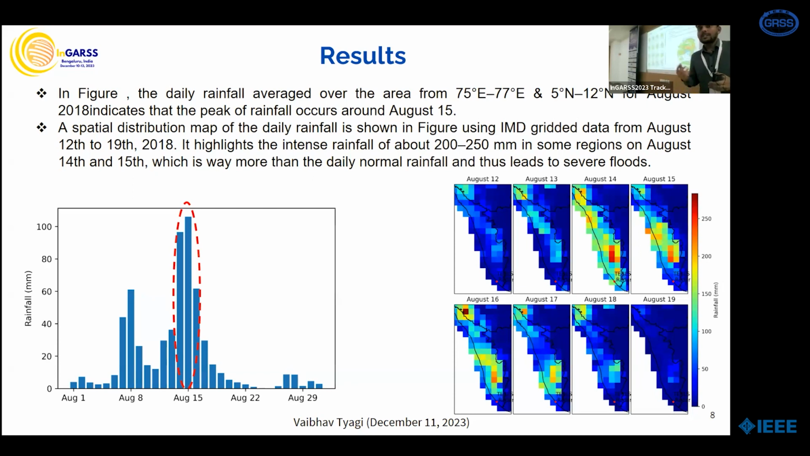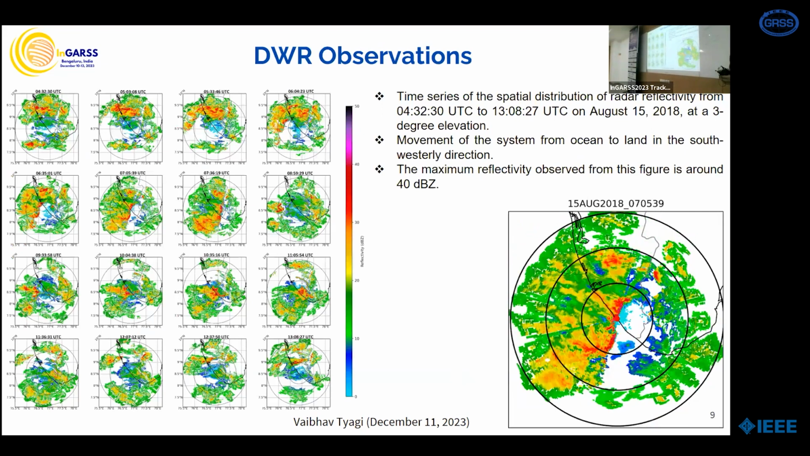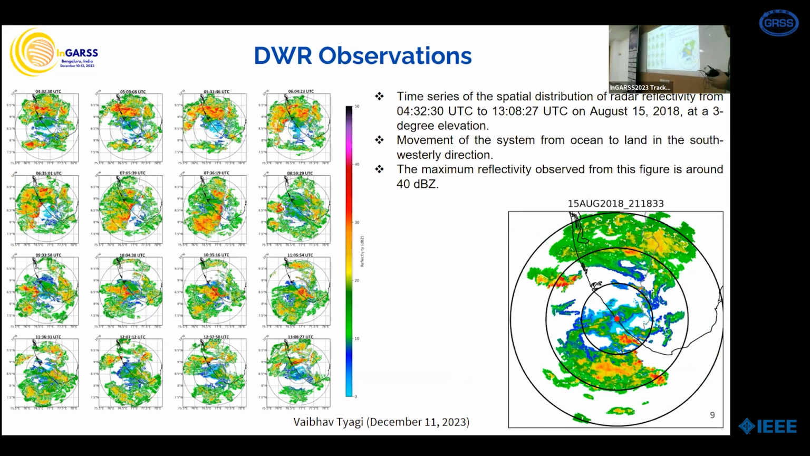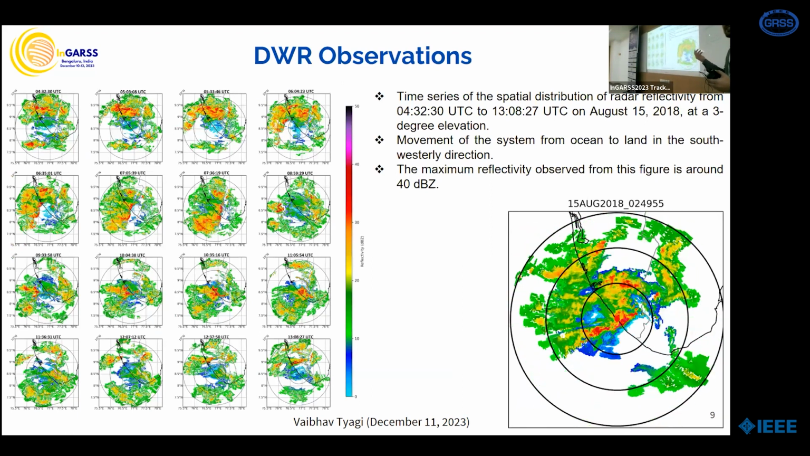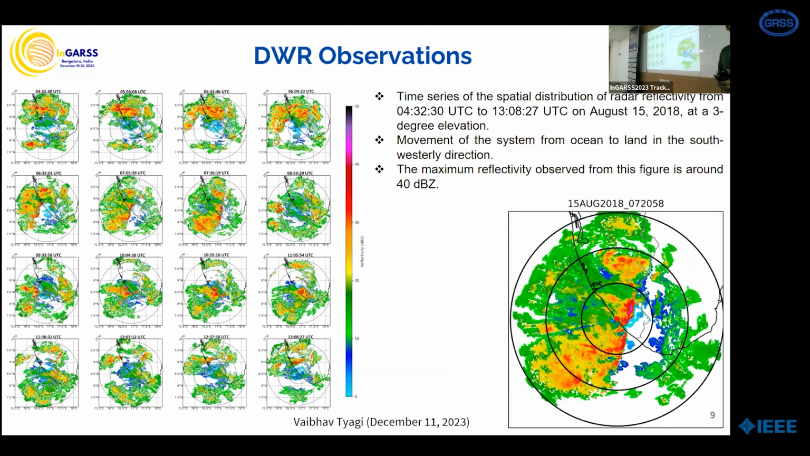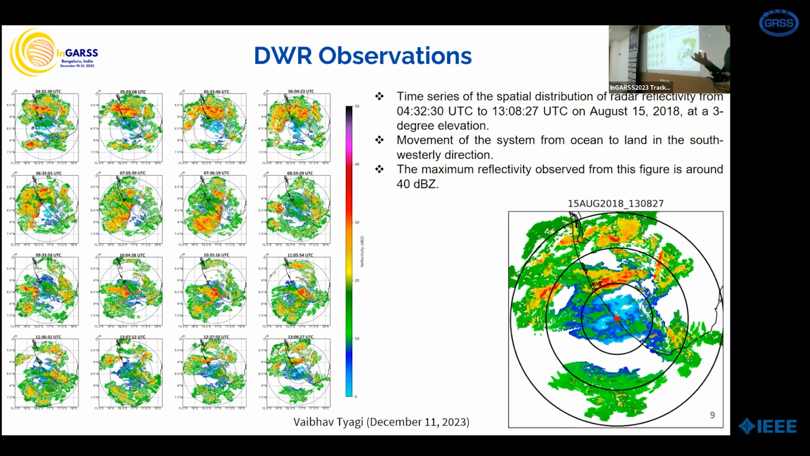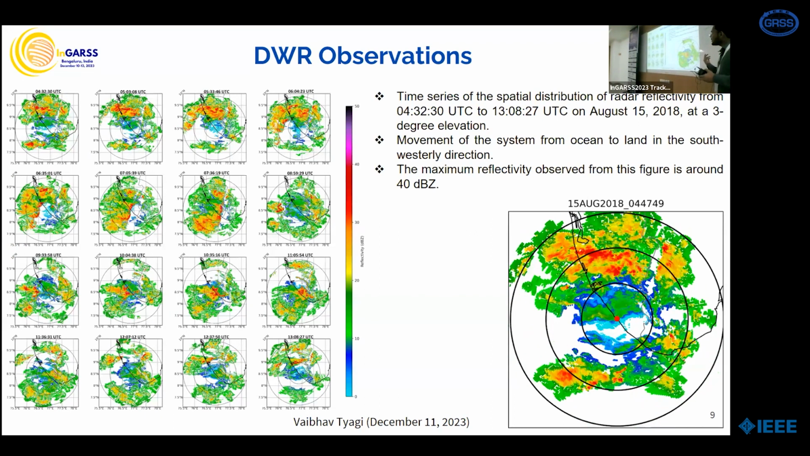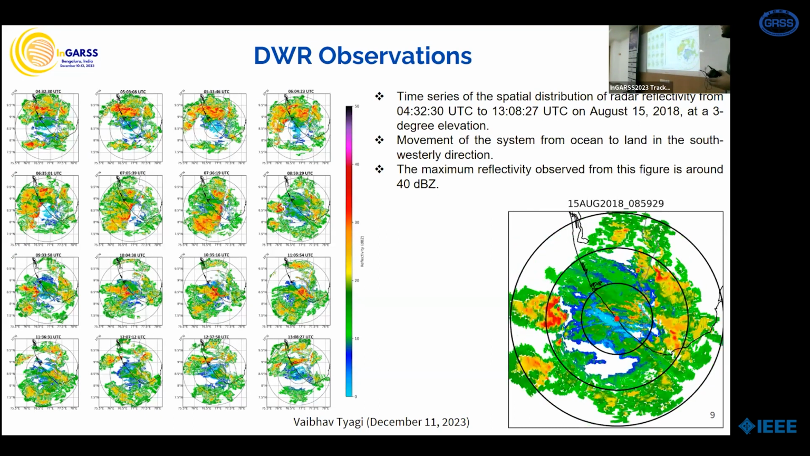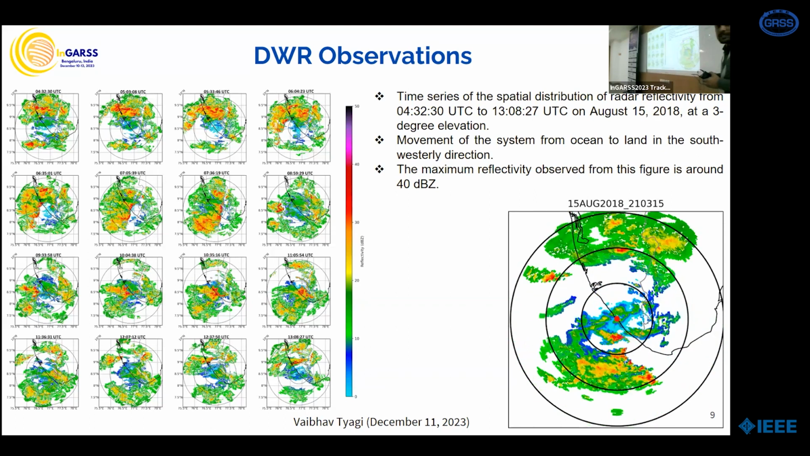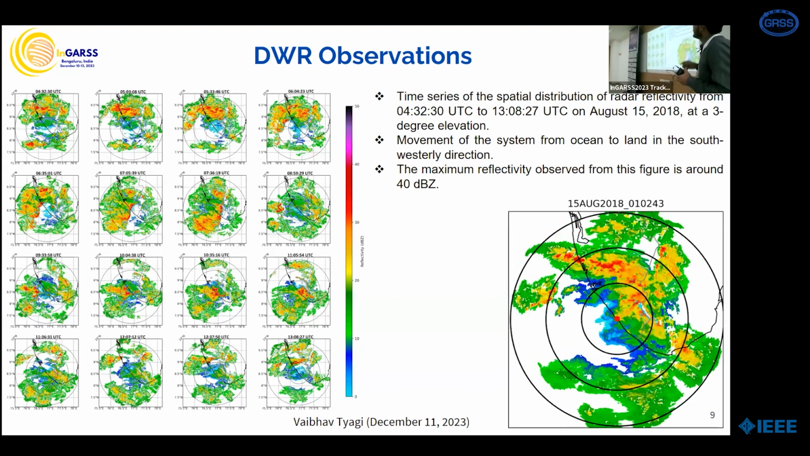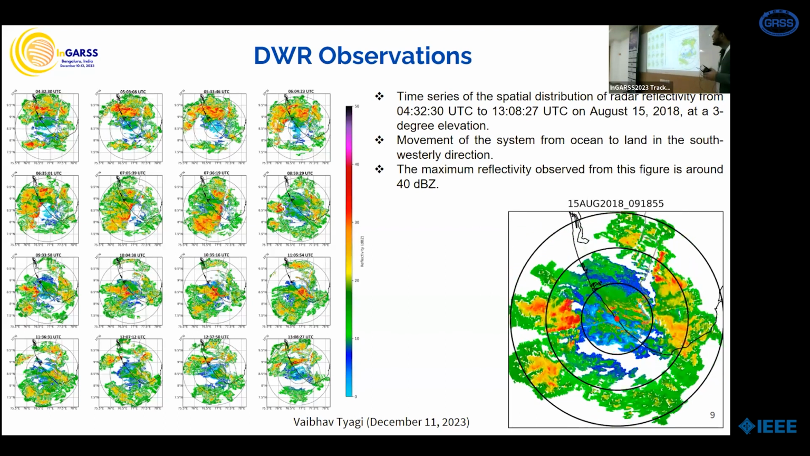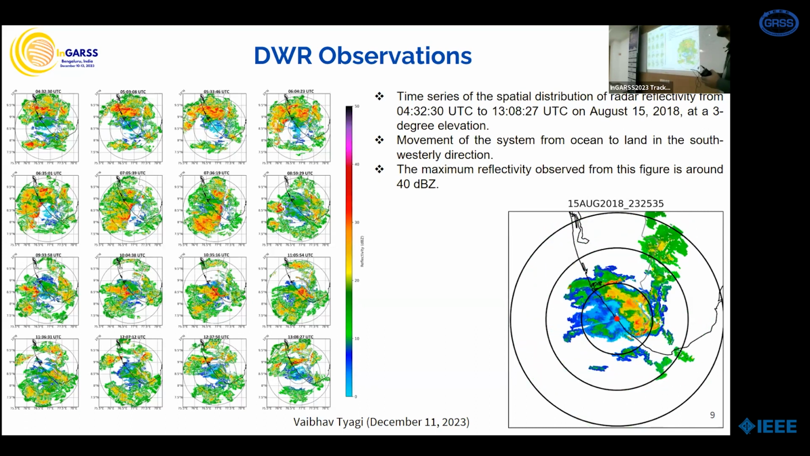In order to understand the precipitating system, we also create a PPI plot of the radar reflectivity. As you can see from the GIF, the system is moving southwesterly. One interesting point here is that the systems are building over the Arabian Sea and moving towards the southwest. We can see that at 7:05 UTC, in the second row, second plot, there is a frontal system, meaning a curve-like structure, and the maximum reflectivity observed was about 40 dB.